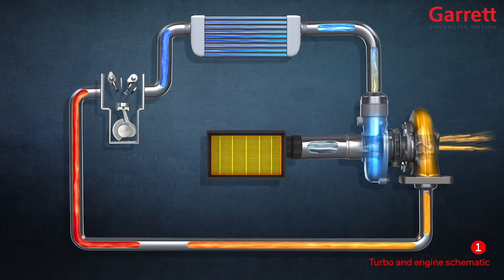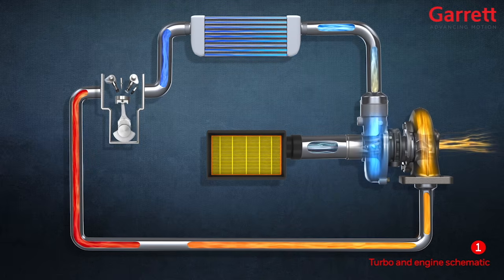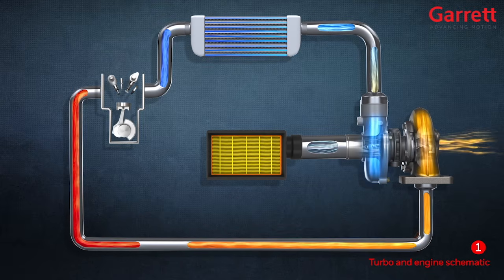The charge air cooler often contains many hundreds of folded metal fins, which offers a large surface area, increasing heat rejection and the efficiency of the cooling process.